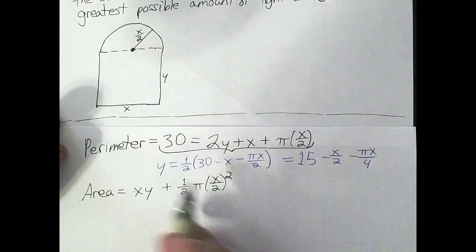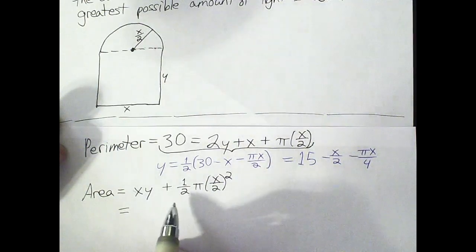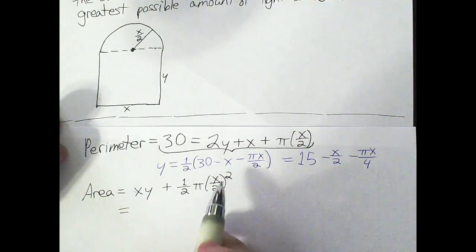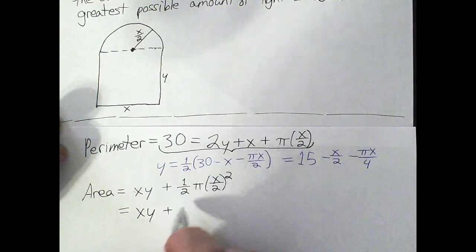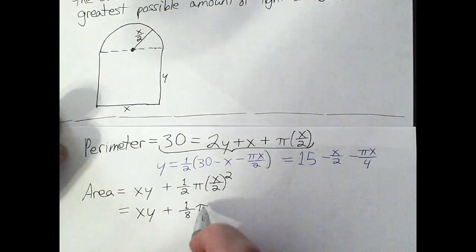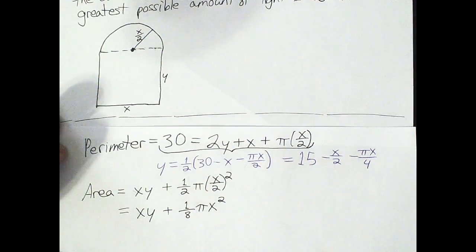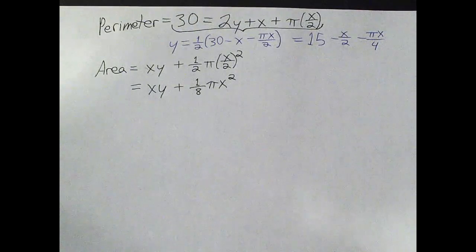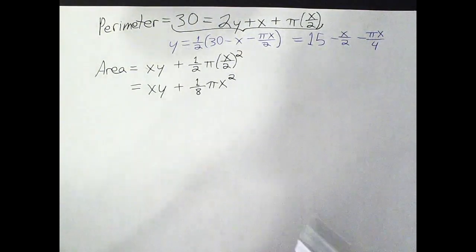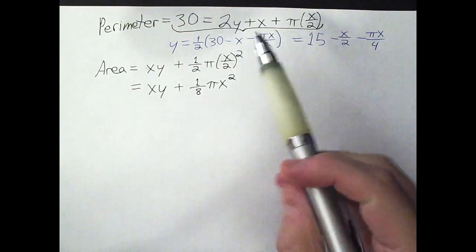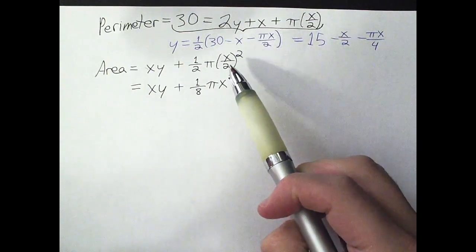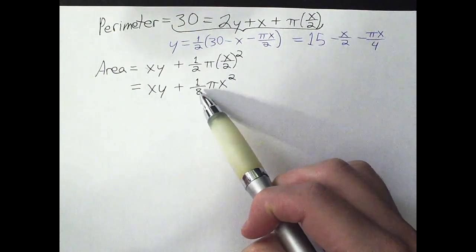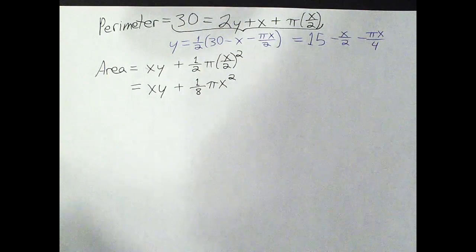Oh, you know what? Actually, before we plug that in, let's simplify this a little, because there's a 1/2 and then there's a 1/2 squared. So this is xy plus 1/8 pi x squared. If you don't see where the 1/8 came from, remember that when you square a fraction, you square the top and the bottom. So the x over 2 squared winds up with an x squared up top and a 4 on the bottom. The 4 on the bottom got multiplied by the 2 to become an 8. So that's where the 1/8 came from.